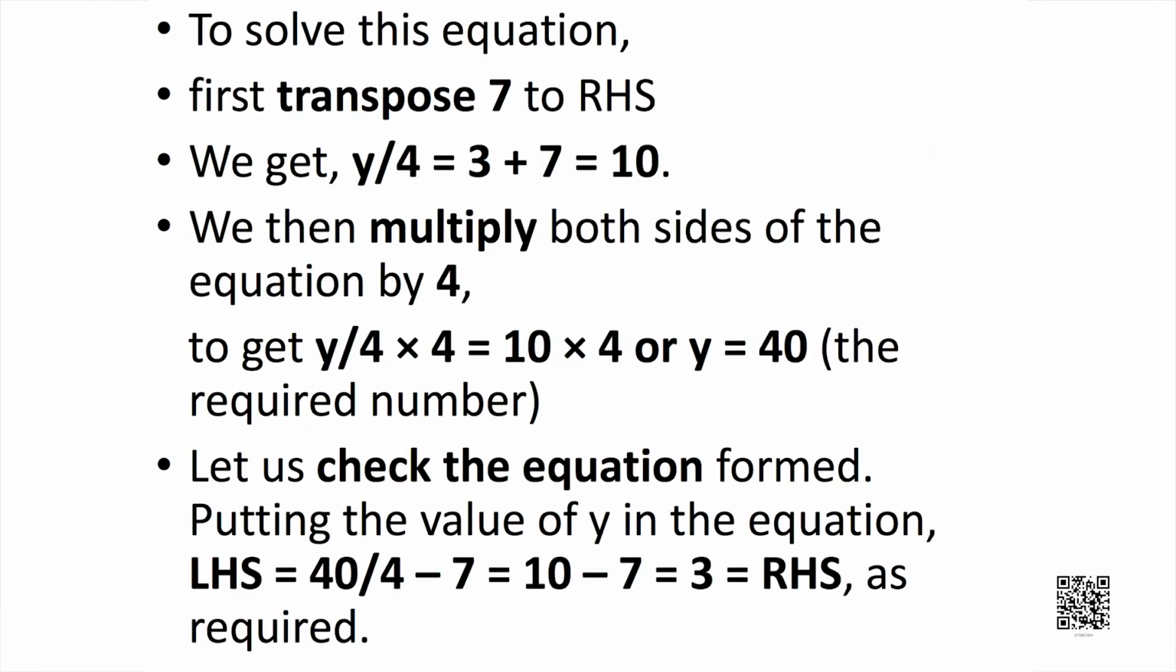To solve this equation, we will transpose 7 to the right hand side or RHS. We will get y by 4 is equal to 3 plus 7 is equal to 10. Now we will multiply both sides of this equation by 4. So we will get y by 4 into 4 is equal to 10 multiplied by 4, or y is equal to 40. We can check this number also. This is the required solution.